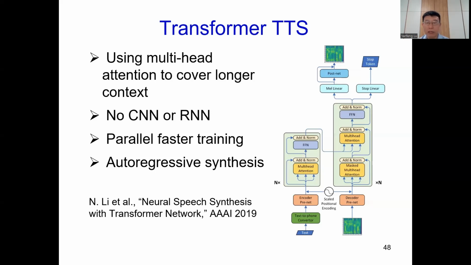But in inference, in generating the final acoustic features, it's still done autoregressively, which means the current frames are generated based on the previous frames. So we still have this autoregressive feature here, and this is a disadvantage that will be overcome by later development.